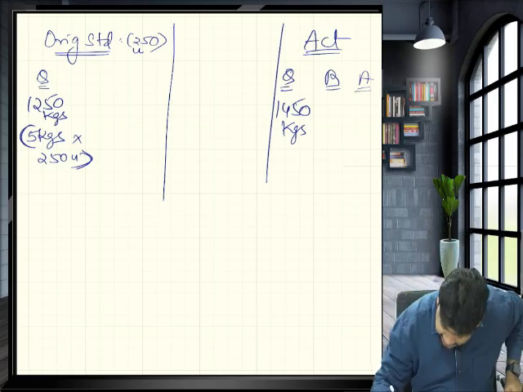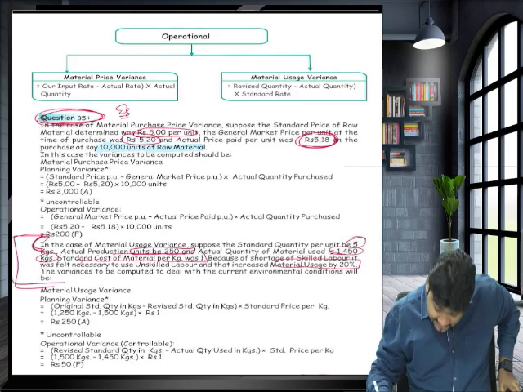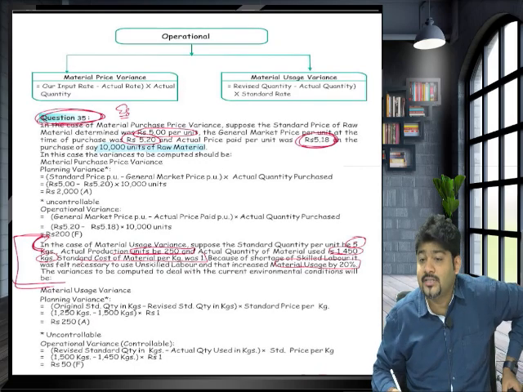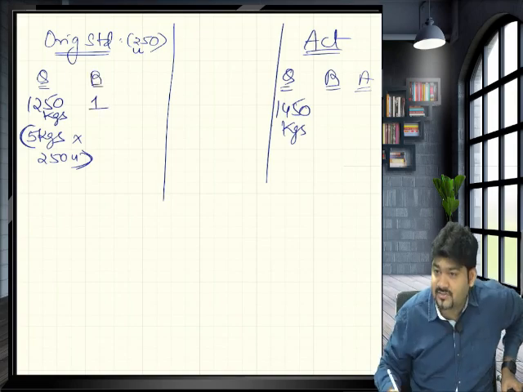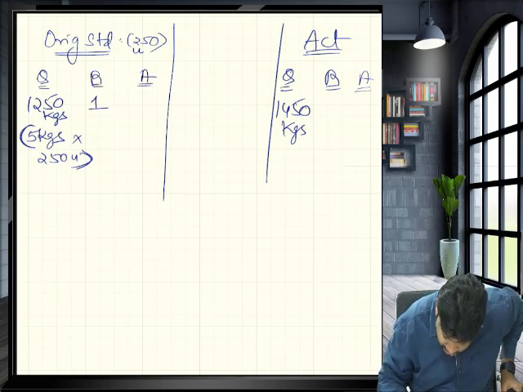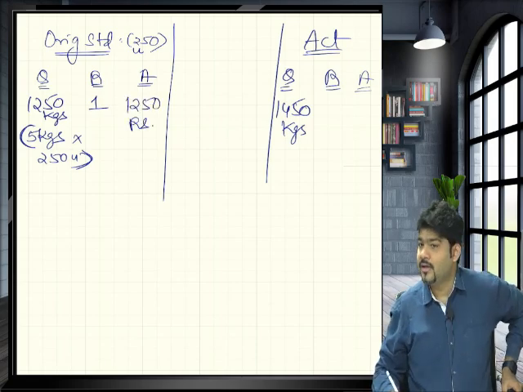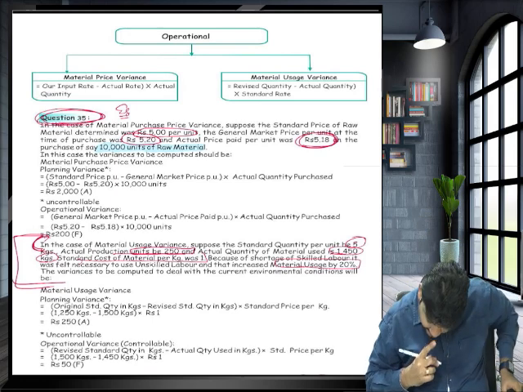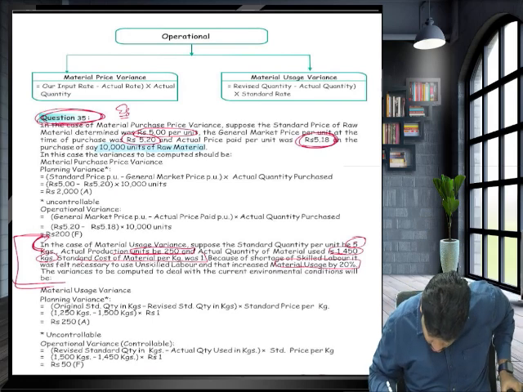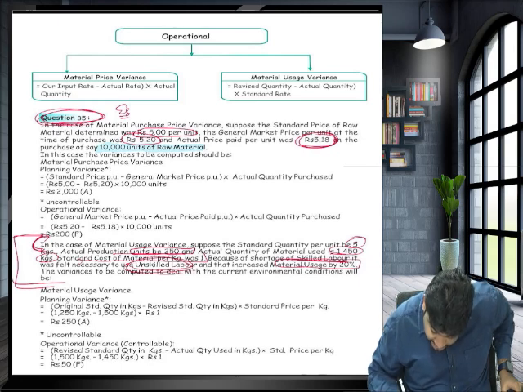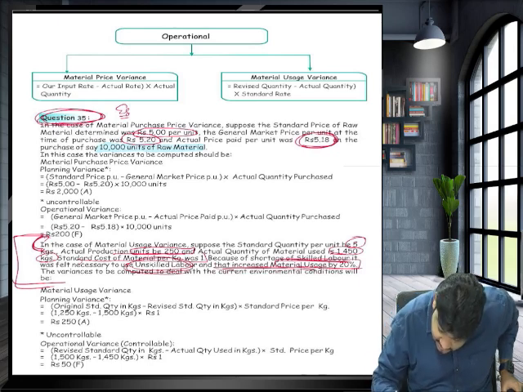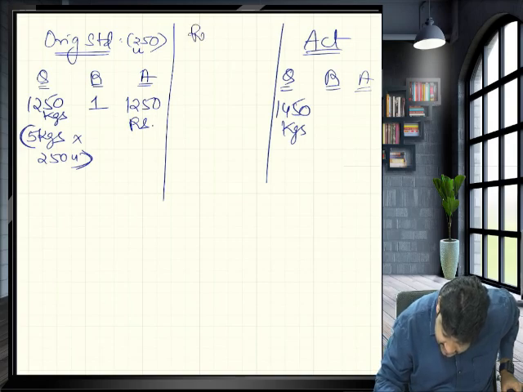Okay, 1450. Then what they have said, standard cost of material per kg was 1. Where do I write this? Can I say in original standard I can write this 1? Can I say I will get the amount for original standard, which is how much? 1250 rupees. Are we clear? Okay, moving on. Because of shortage of skilled labor, it was felt necessary to use unskilled laborers, and that increased the material usage by 20%. Can I say this I will be using for making the revised standard?